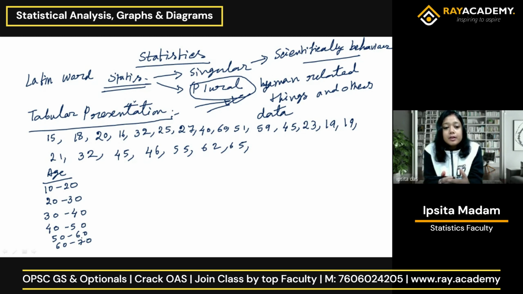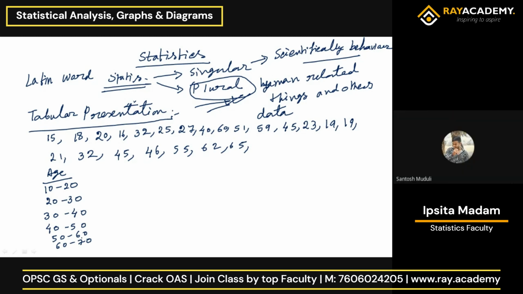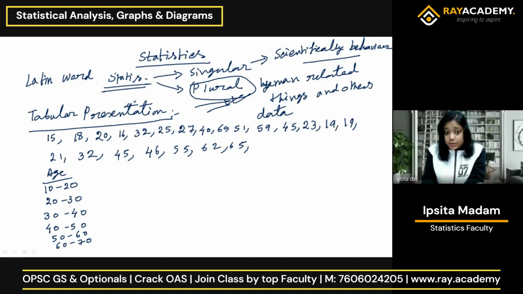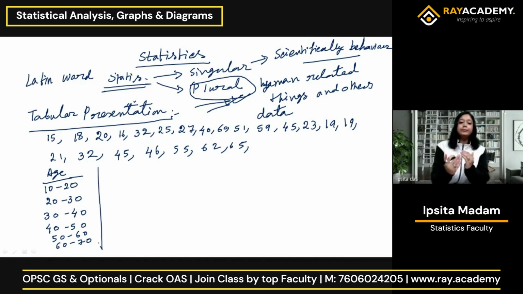Are all of you clear on this tabular presentation? Whatever doubt you have, ask me. Don't hesitate. Then for the age group 10 to 20, how many people are there? Obviously, from 10 to 20 you take 15, 18, and 20. Better to take 20 in the next class, so 15 and 18. That makes 2.